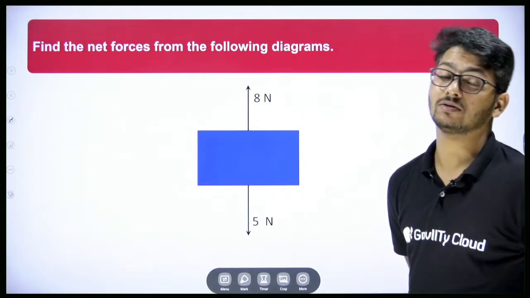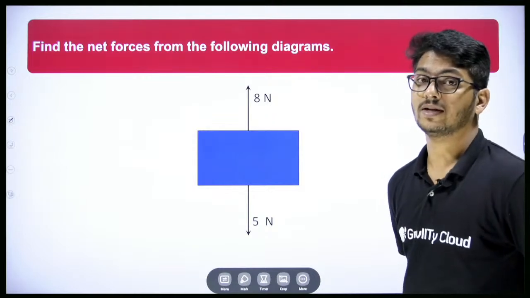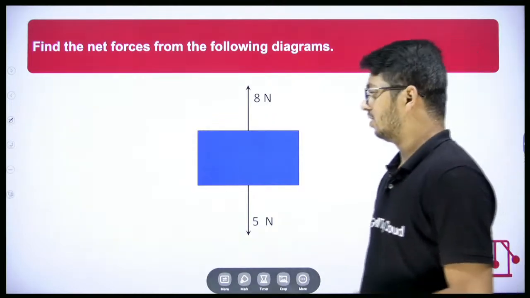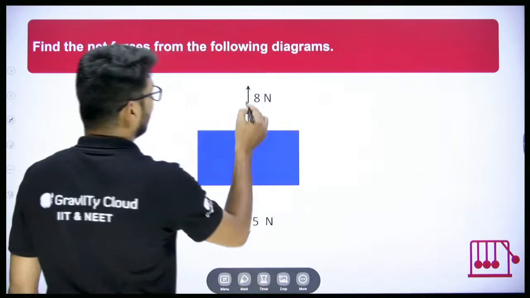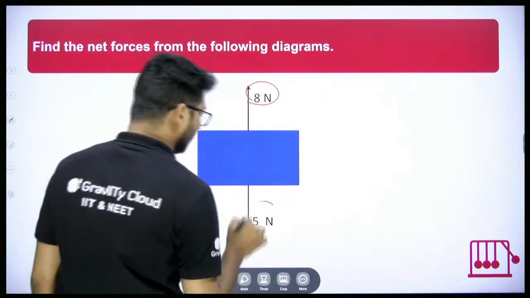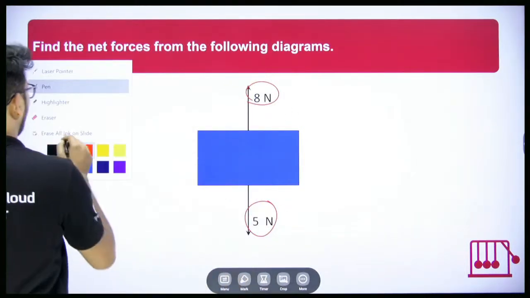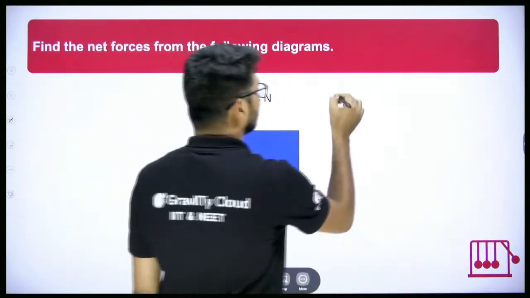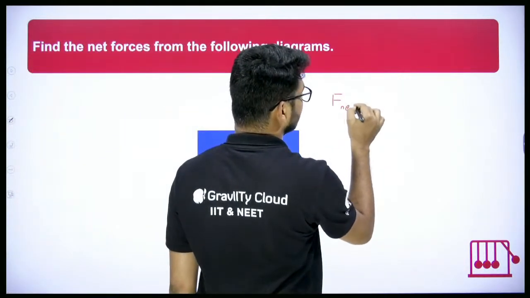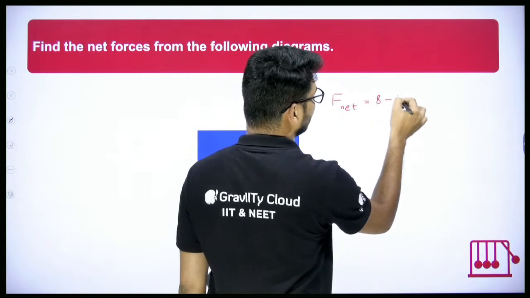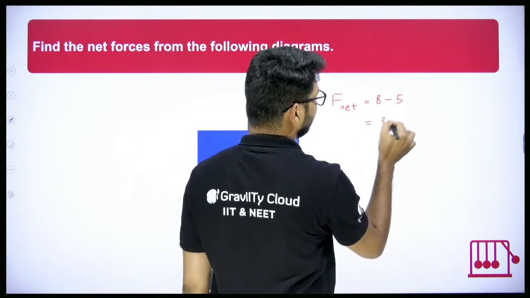The direction also. What is that going to be? So here again you can clearly see one force is upwards, one force is downwards. They are in opposite directions. So you subtract them. Net force is equal to 8 minus 5, which is 3 Newton.